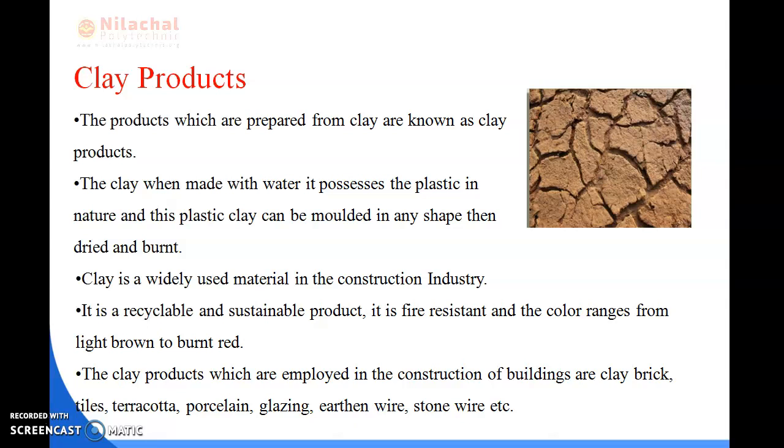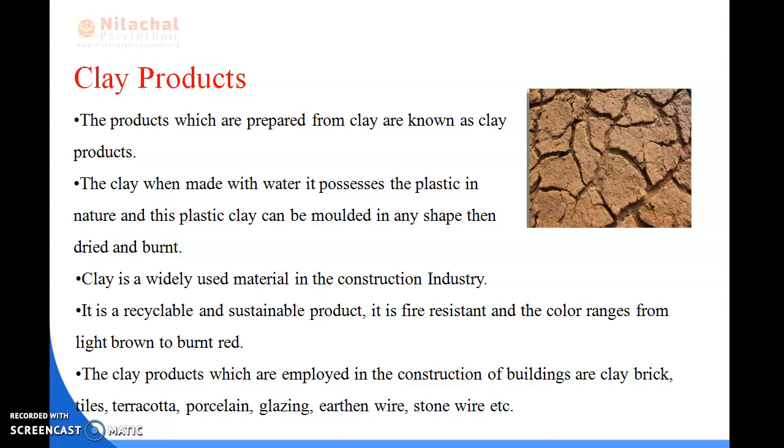So we can say that clay products means the products which are prepared from clay. When clay is mixed with water, it possesses plasticity, and this plastic clay can be molded in any shape and size, and after that it is dried and burnt. Already I have told this in chapter 2.